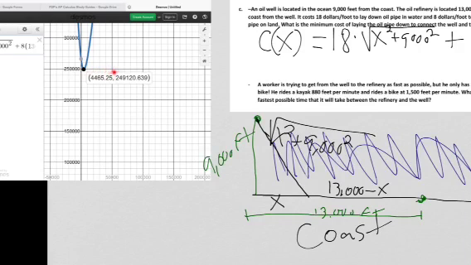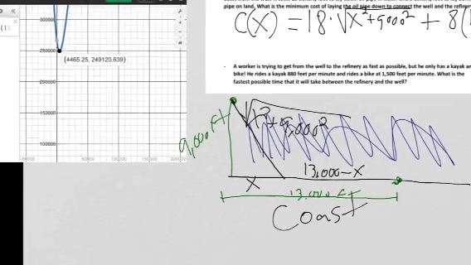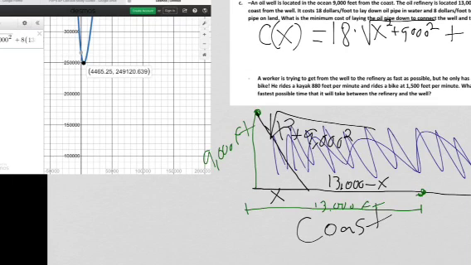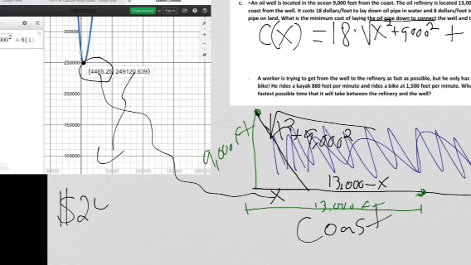So here's what I get when I'm graphing. I get 4,465.25 and then 249,120.639. So this is x, so that means we are striking the coast 4,465.25 feet down coast from the oil well. And then the minimum cost ends up being $249,120 and about 64 cents. That is the minimum cost of the job. And that's a pretty expensive job.